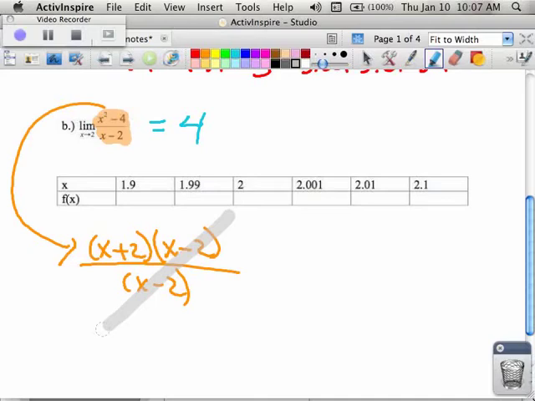And so as I notice these things are canceling out, what's really going on is I have a function that's talking about something that acts like x plus 2. Now why did my calculator spit out error when I shoved in a 2?